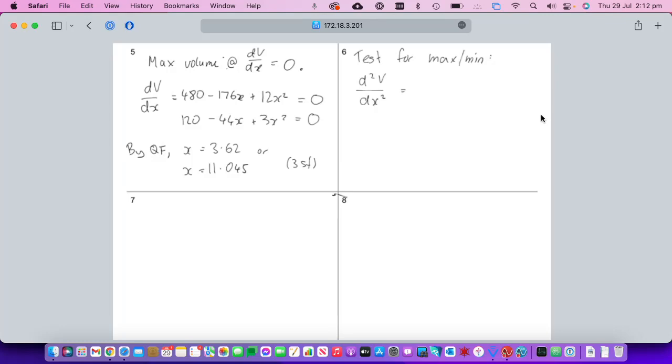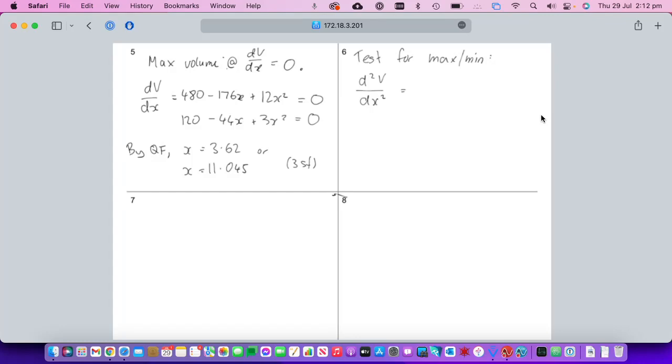Okay, guys, who wrote down minus 44 plus 6x? Really? You did? You're wrong. Sorry. You can't work from the simplified version. You have to work from the first line.